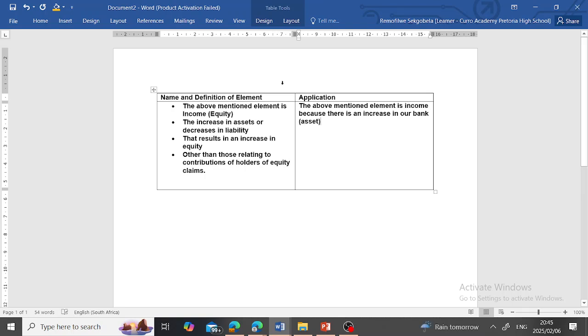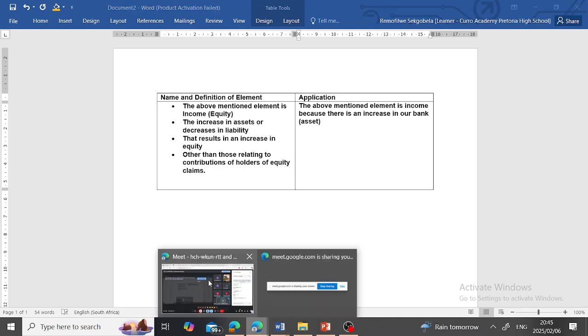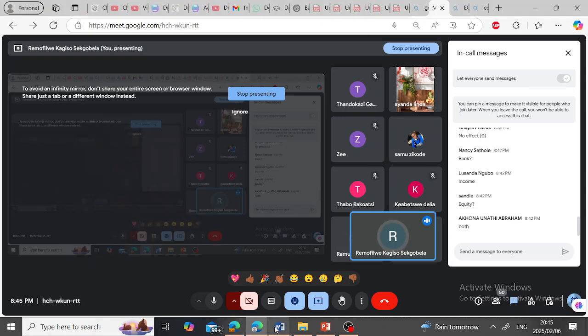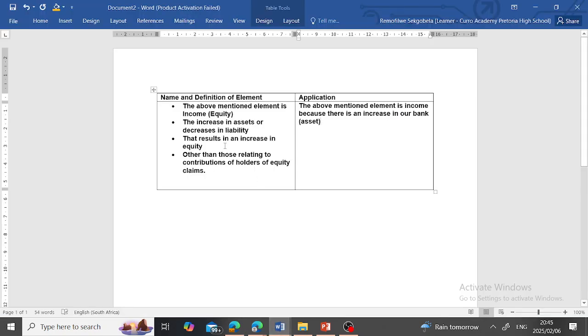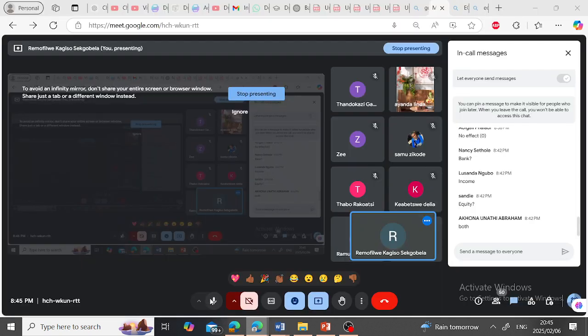Can you see English? Stay with me here. Can you see how the definition says the increase in assets or decrease in liability? What does the word "or" suggest? When we say something is this or that, what are we suggesting in the "or"?